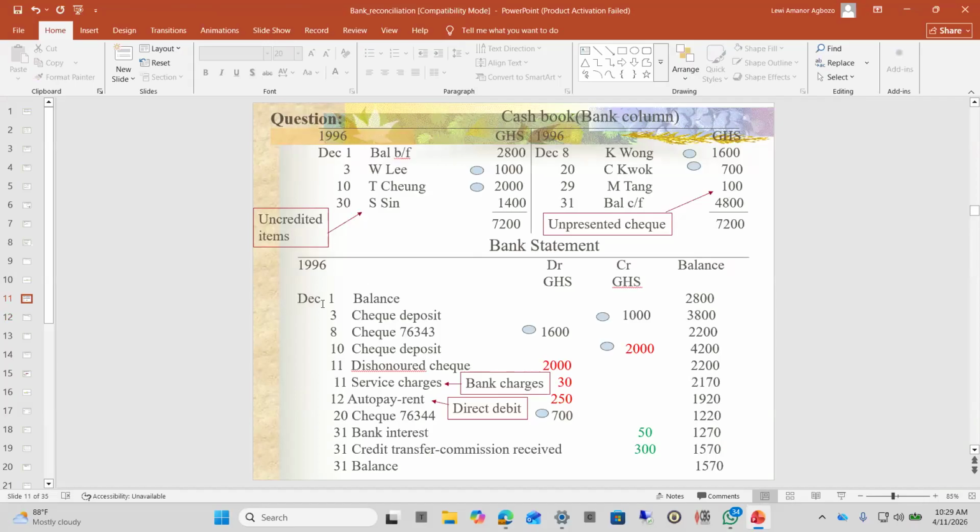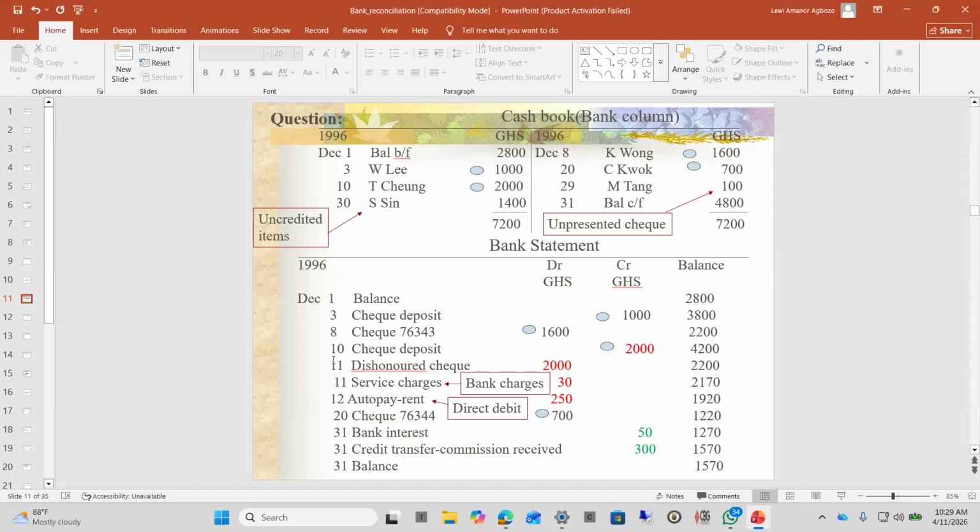Then we follow by the dates. If you are jumping in, you can miss something. So you follow by the date. Now we came here on the opening balance, everything is okay. 2,800 and 2,800. On the 3rd, we saw check deposit 1,000, and it is also here, 1,000. Nothing happened to it. On the 8th, we saw check withdrawal 1,600. It is also here. Nothing happened to it.